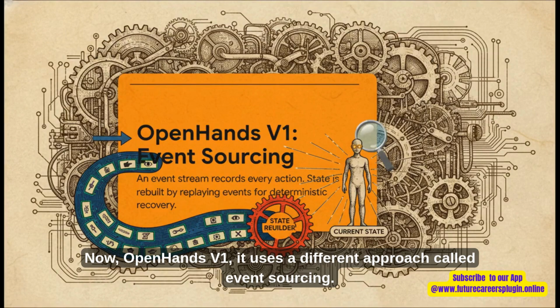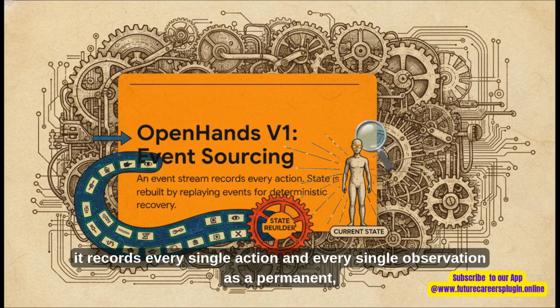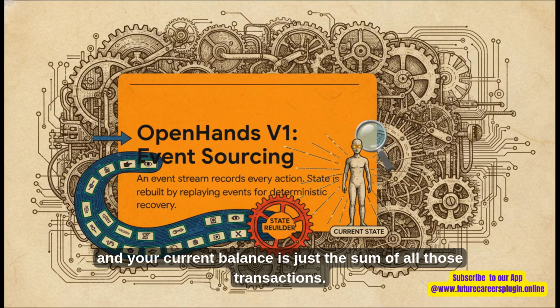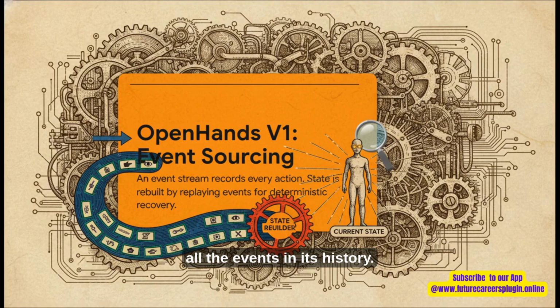Now, OpenHands V1 uses a different approach called event sourcing. Instead of one big state object that gets modified, it records every single action and every single observation as a permanent, unchangeable event in a log. Think of it like a bank ledger, right? Every deposit and withdrawal is recorded forever, and your current balance is just the sum of all those transactions. Same idea here. The agent's current state is just the result of replaying all the events in its history.